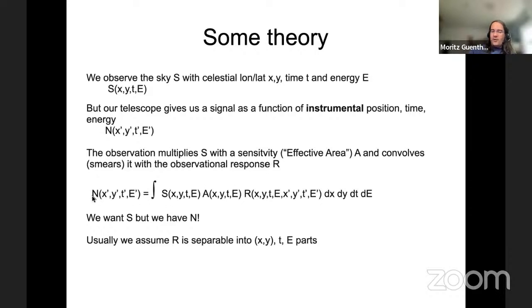So the observed number of photons is, mathematically speaking, an integral over what truly comes from the sky, integrated over what our telescope does in the effective area, how big our telescope is and how much makes it through, and how that stuff is redistributed. That's why we call it response: how the true energy E maps to the energy that we actually detect, and the true position maps to the position that we detect.